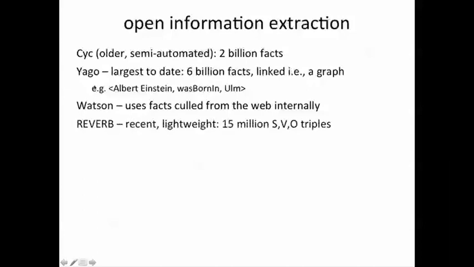Reverb is by the same group as Yago. It's more recent, it's lightweight, it's only got 15 million SVO triples so far. For example, it has things like "potatoes are also rich in vitamin C," so that the verbs are also verb phrases. It's sort of less useful than Yago in this sense, but it's much more diverse in the sense of the kind of phrases that it actually includes.